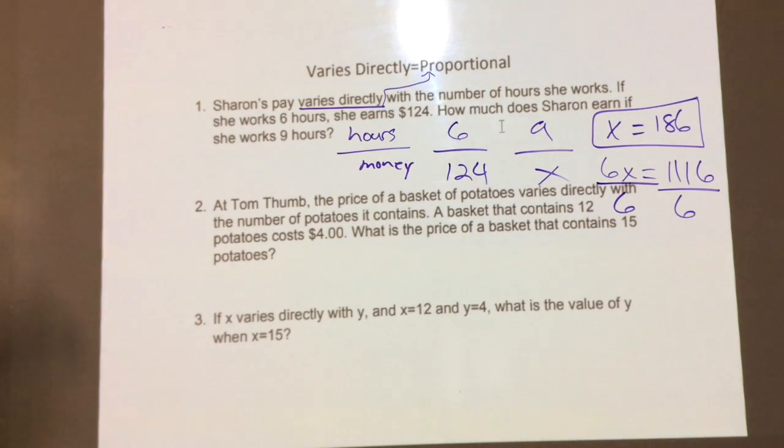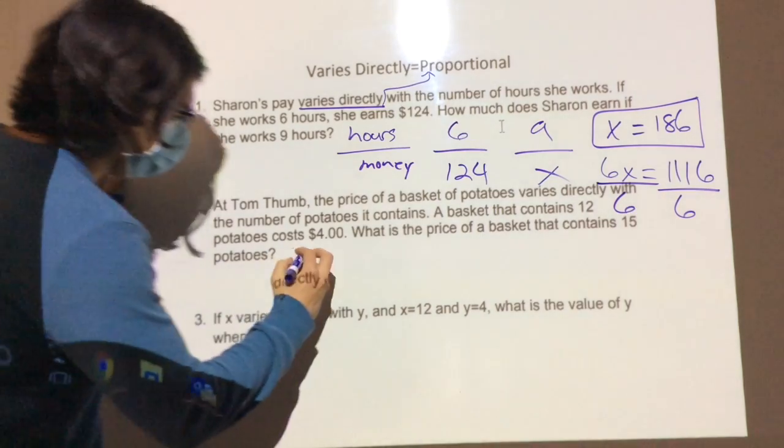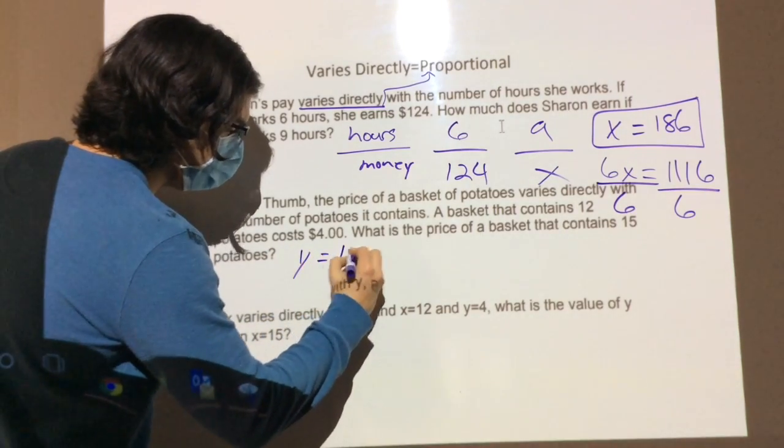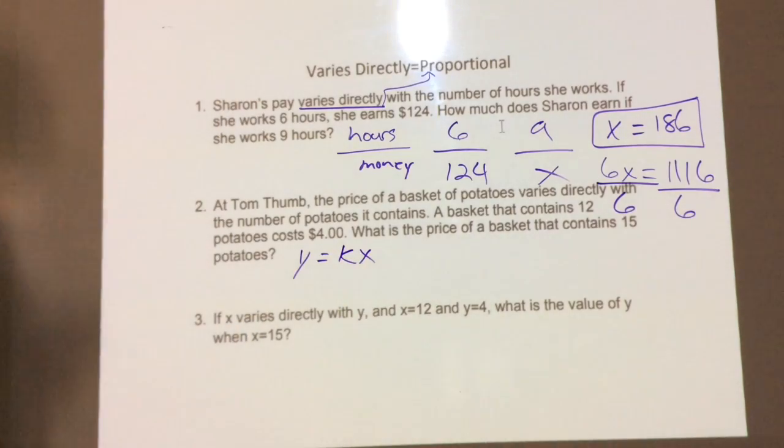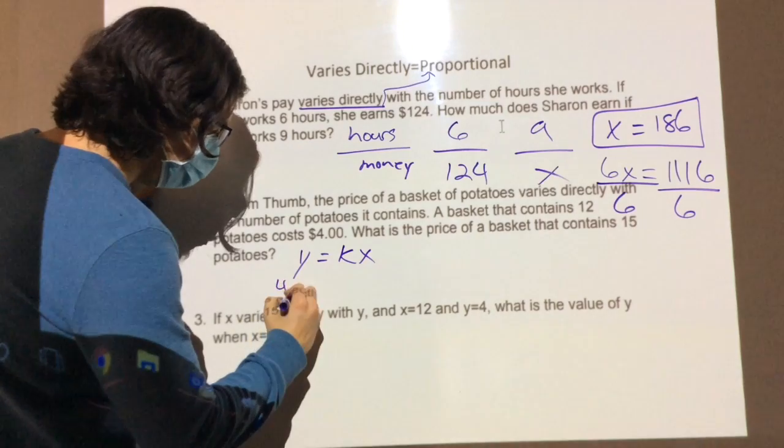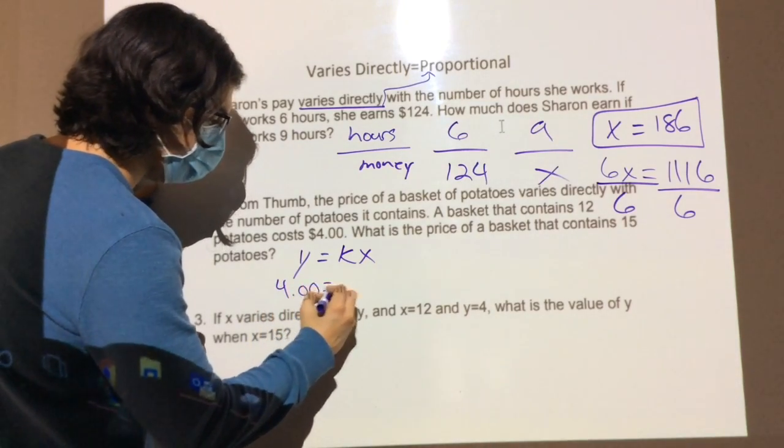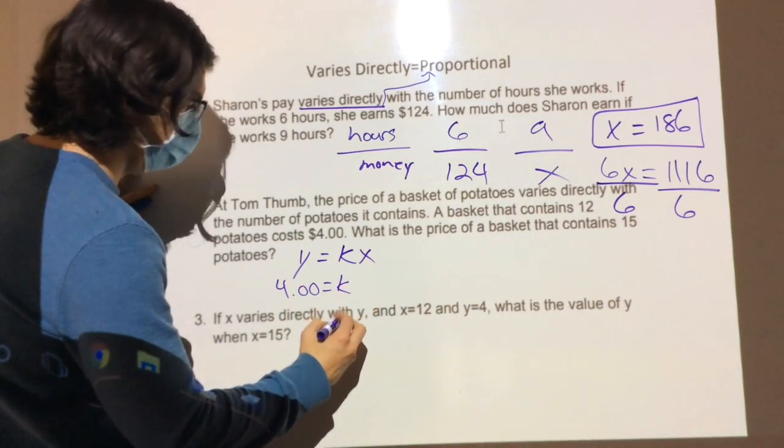Can I solve this one the opposite way, the different way this time, just to give you some clarity? So we know our formula is going to be y equals kx. Are we okay with that idea? We always put money for y.